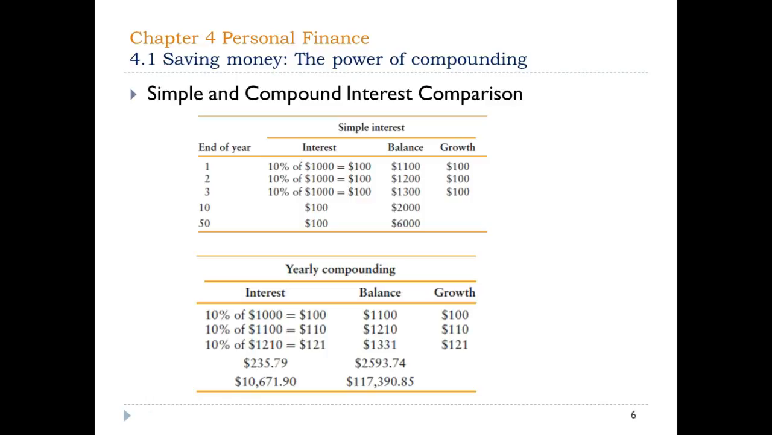Here two tables show how $1,000 grows with simple interest and yearly compounding. In the first table, a constant interest is added to the principal, right? The account grows by $100 each year. In yearly compounding, interest earned is added to the principal. The first year's interest is $100 and it's added to the $1,000 principal. Our new principal for the second year is $1,100. And so the interest is increasing with each year.